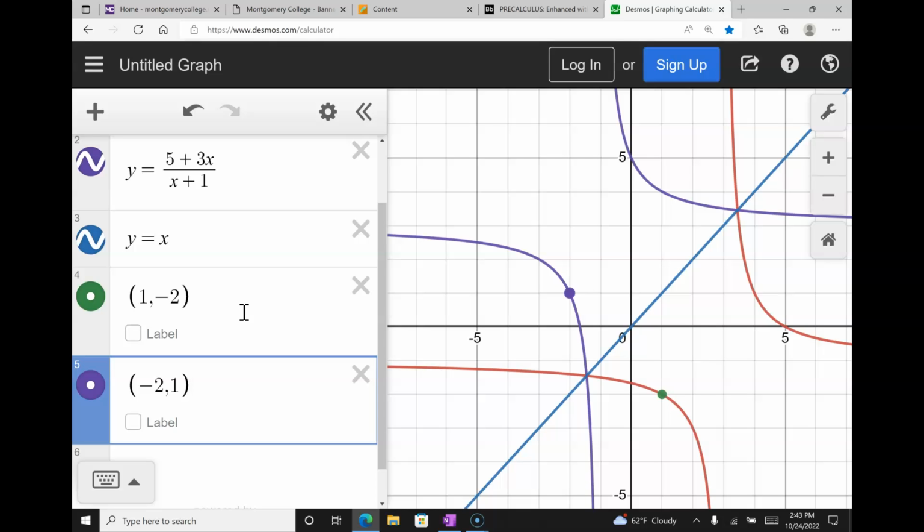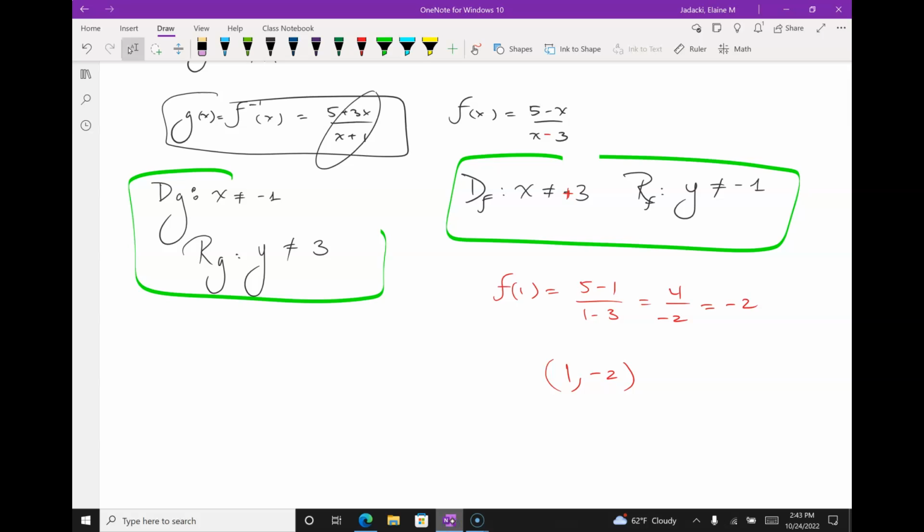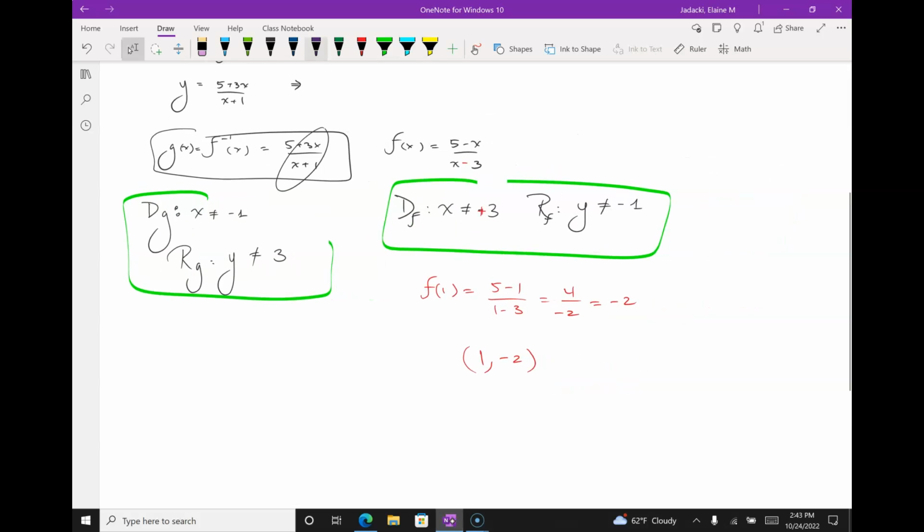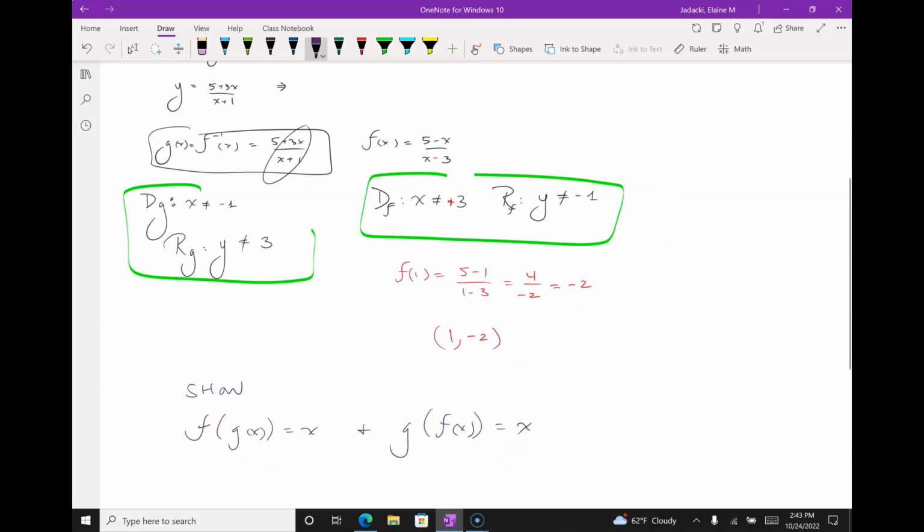What's the next thing I should check? Well, I kind of just did. So yes, but I agree with you. Either I can look at the graphs and see the symmetry, or I could plug in a 1, get a negative 2, plug in the negative 2 to the inverse, get back to a 1. They better get me back to where I started. But I want to do a composition. So f composed of g should equal x, and g composed of f should equal x. Let's do f composed of g.